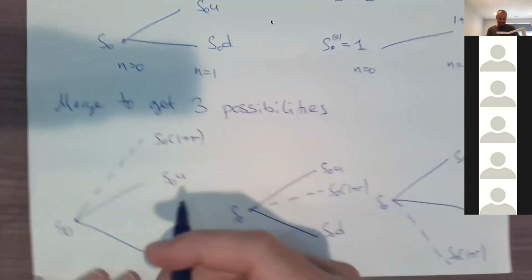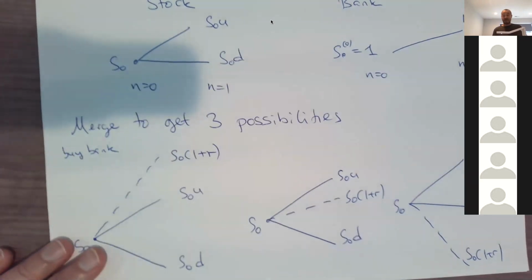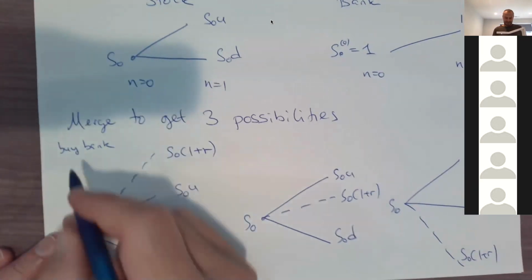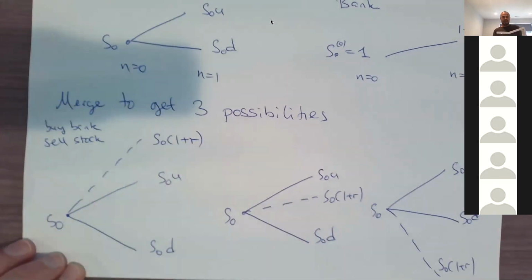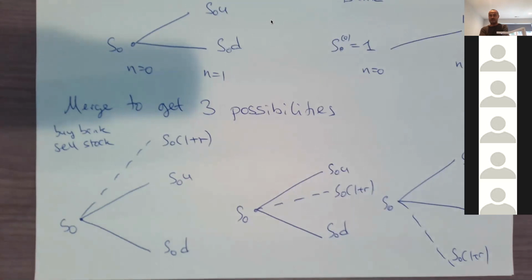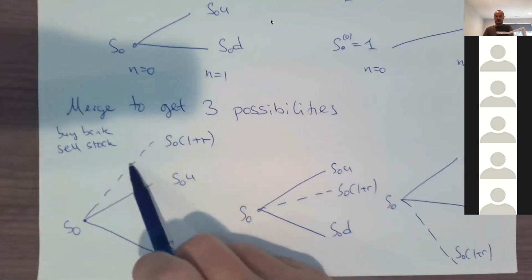So here, we buy the bank, and then we sell the stock. Buy the bank, sell the stock. So why do we do that? Well, we buy the bank. This is going to cost us $0 today. And then in the future, because we bought units in the bank, we're going to get the dotted line as our payoff.